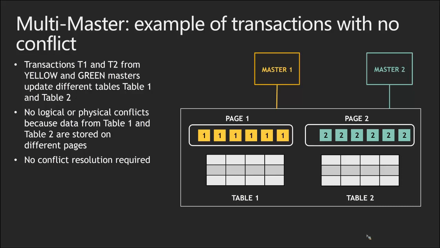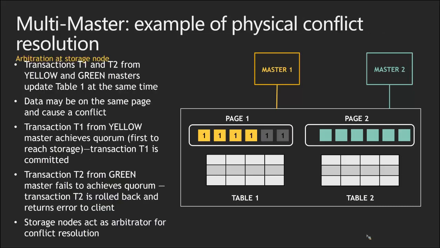And probably the easiest way to avoid conflicts is simply to divide your work between those 2 writers based on the table. So if each table is being written by a different master, then there are probably not going to be any conflicts. Otherwise, let's say that we did have a conflict. So here, both of these transactions, T1 and T2, are being written to these two masters. And let's say that both of them are trying to update page 1 at the same time.